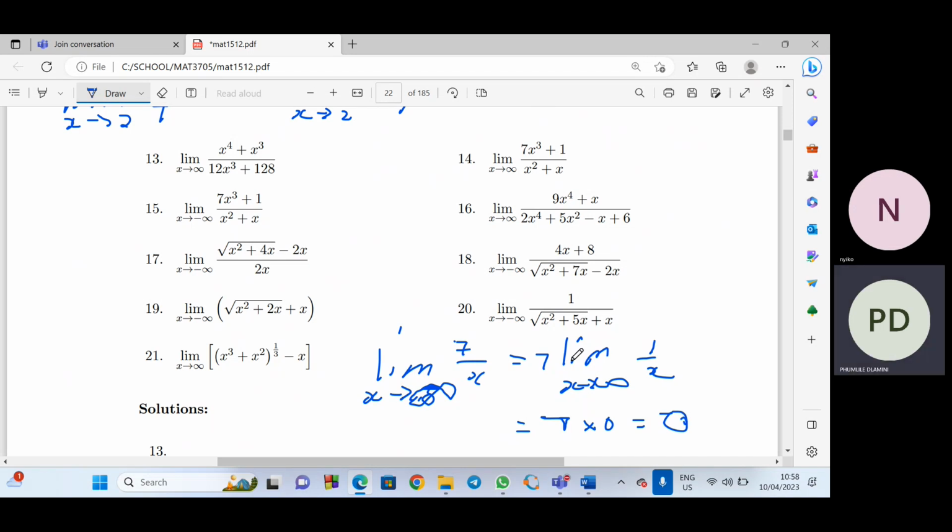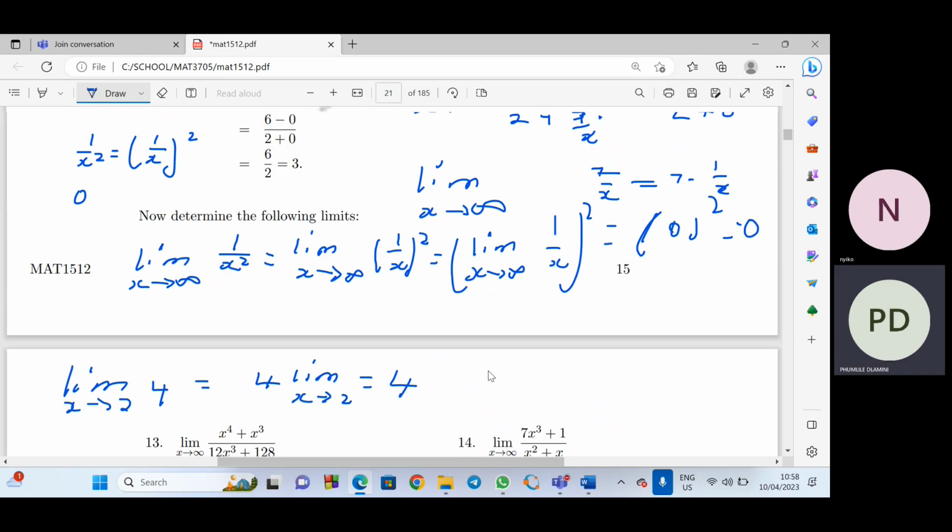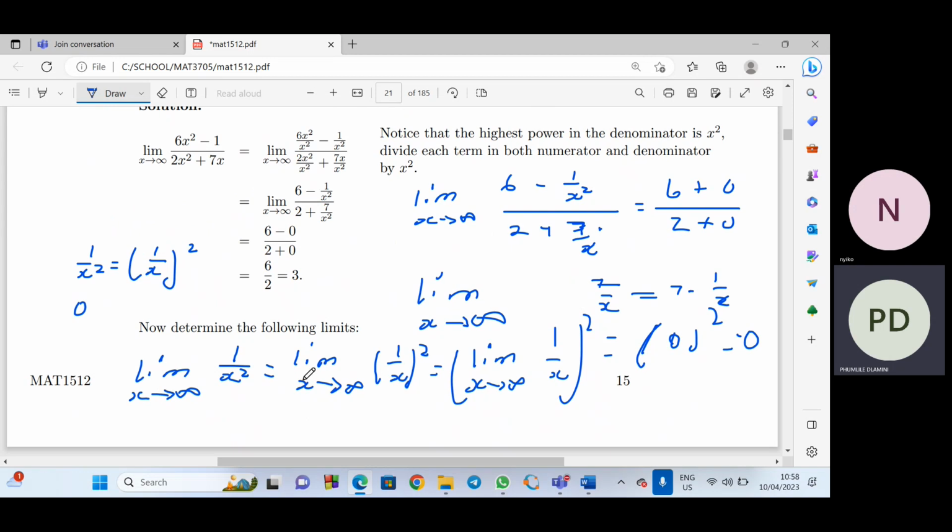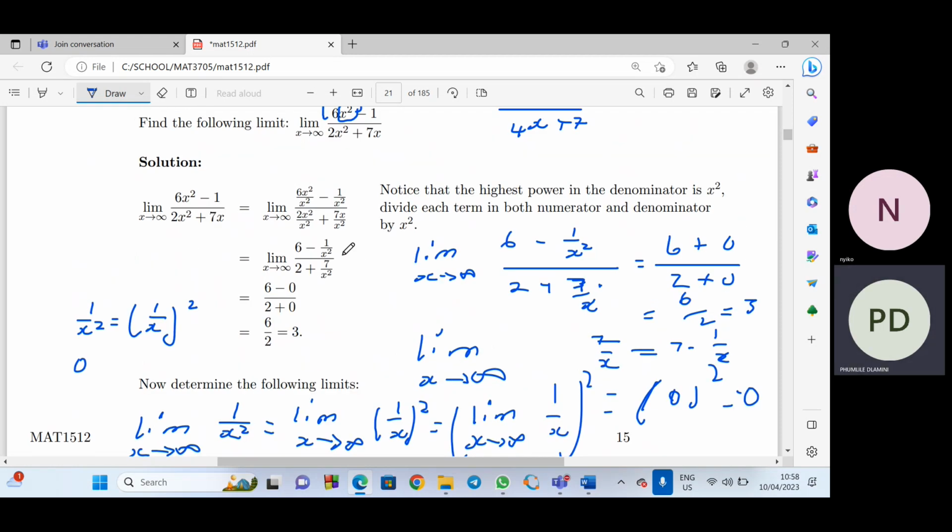So the moment you understand this, some of the things when you are writing you're going to minimize. You don't have to really show everything, you can just write something like this and write the answer. The point is to understand exactly what is happening. So here the answer is 6 over 2, which is 3. It's exactly the same method.